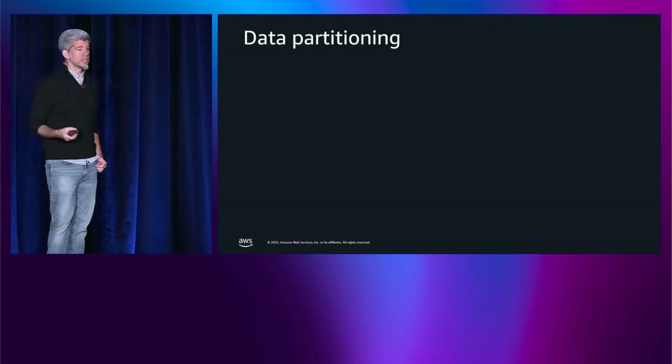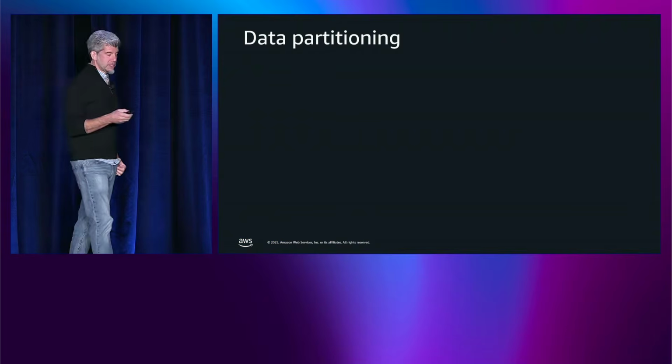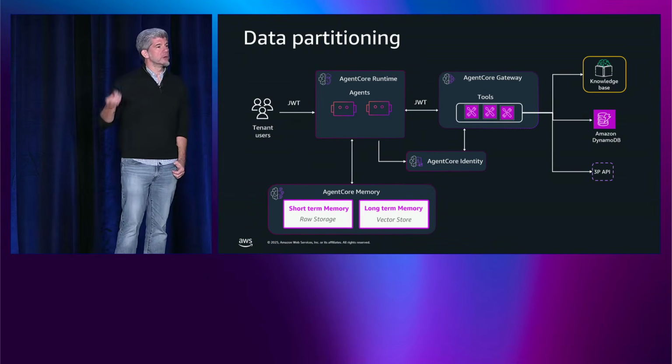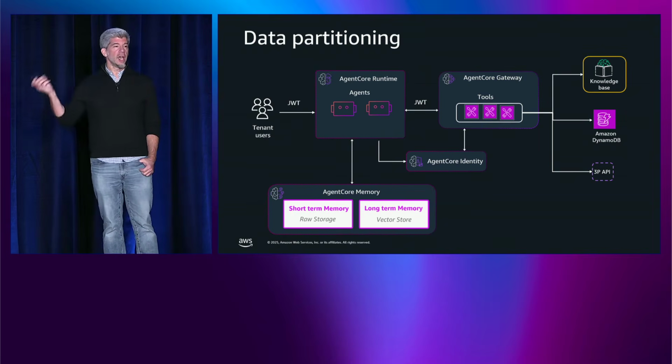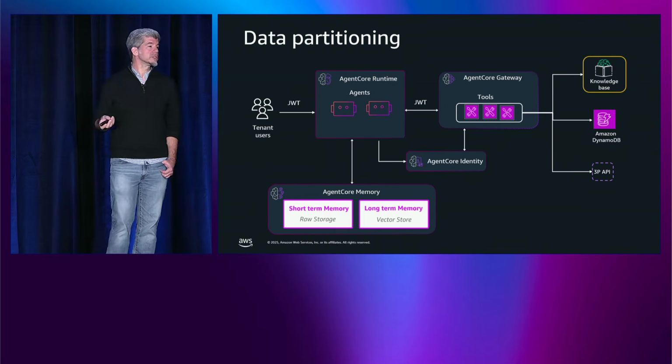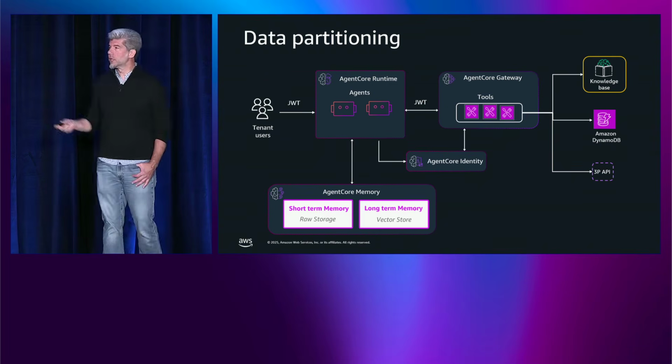Now, in terms of data partitioning, we've kind of seen some hints already, right? We've heard the term memory. So memory probably makes us think there's going to be some partitioning somewhere. And we've seen some downstream AWS services too that might need to be partitioned. So Ujwal, let me hand it back to you.